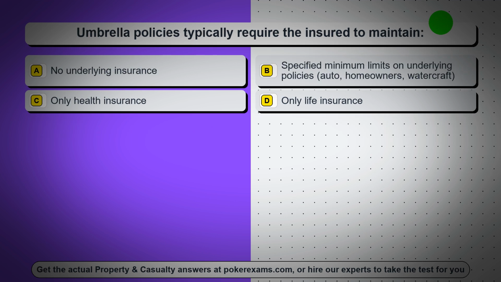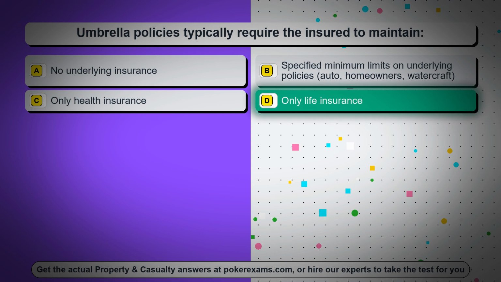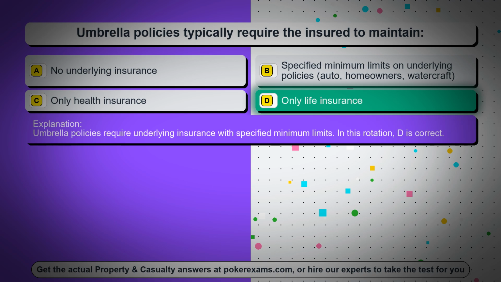Question 90. Umbrella policies typically require the insured to maintain, option A, no underlying insurance; option B, specified minimum limits on underlying policies, auto, homeowners, watercraft; option C, only health insurance; option D, only life insurance. The correct answer is option D, only life insurance. Umbrella policies require underlying insurance with specified minimum limits. In this rotation, D is correct.